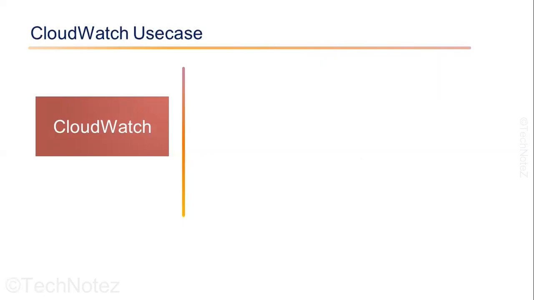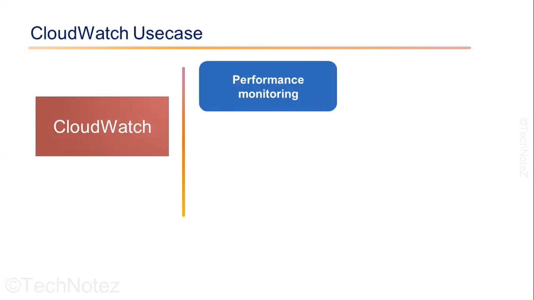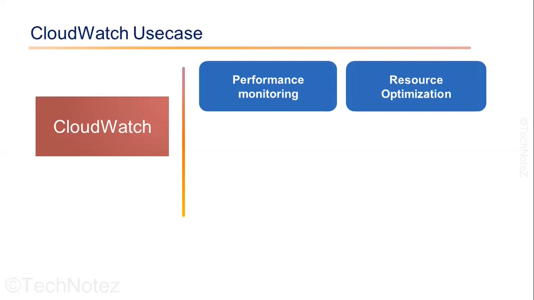CloudWatch brings lots of benefits for the users, and there are different use cases supported by CloudWatch, like performance monitoring. CloudWatch monitors the performance of your AWS resources and applications to identify and troubleshoot issues. Resource optimization. You can identify opportunities to optimize resource utilization and reduce the cost.